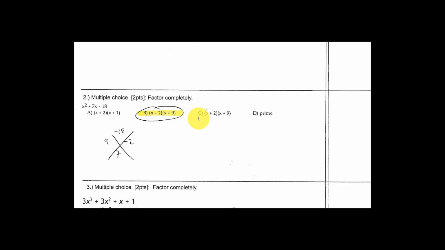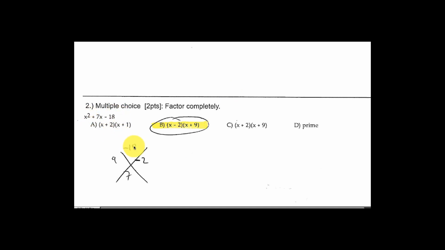Question number 2, x squared plus 7x minus 18. This is a perfect square trinomial. This tells you to use your X box factoring. How do you know that? When you have a trinomial, 1, 2, 3 terms, and then half of the exponent of 2 equals 1, then you can do this. Zoom in.